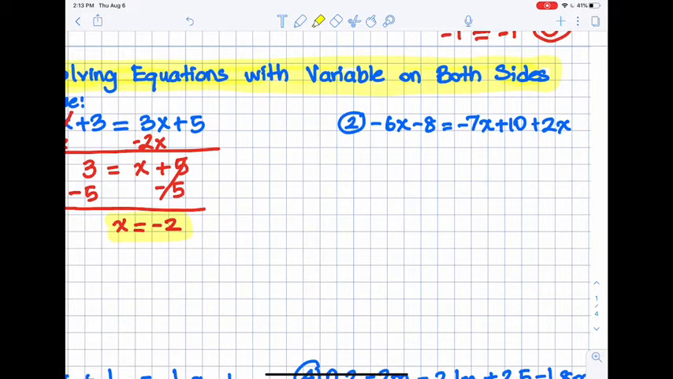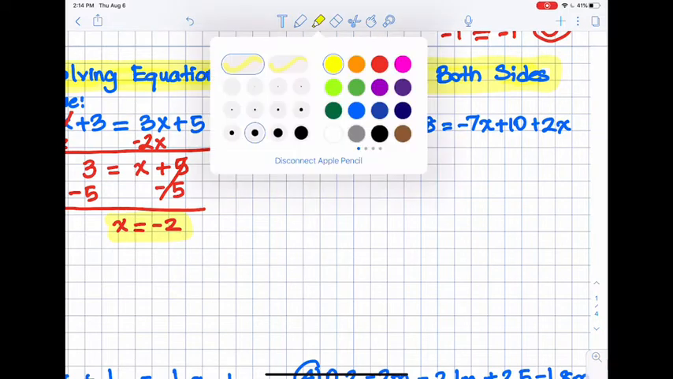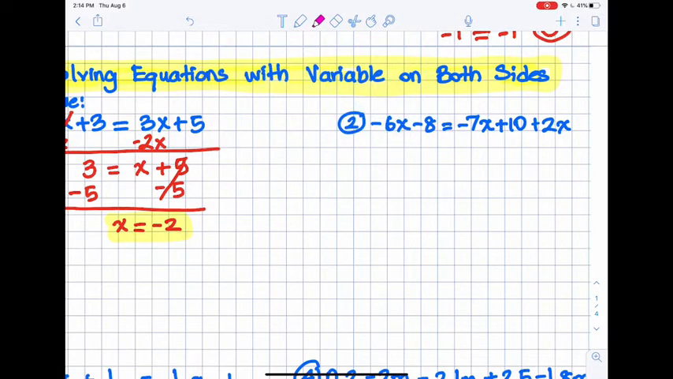I see that I need to combine like terms here before I continue. I have negative 7x and I have positive 2x. I'm going to keep the left side of the equation as it is. And I'm going to combine negative 7x plus 2x, which is negative 5x. And then I'm going to go to the step where we get the variable terms on one side. So I'm going to do the inverse operation.